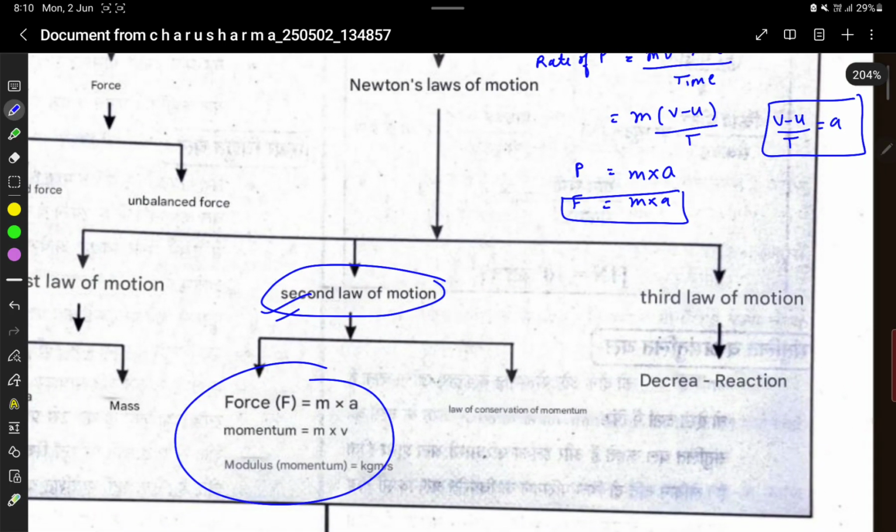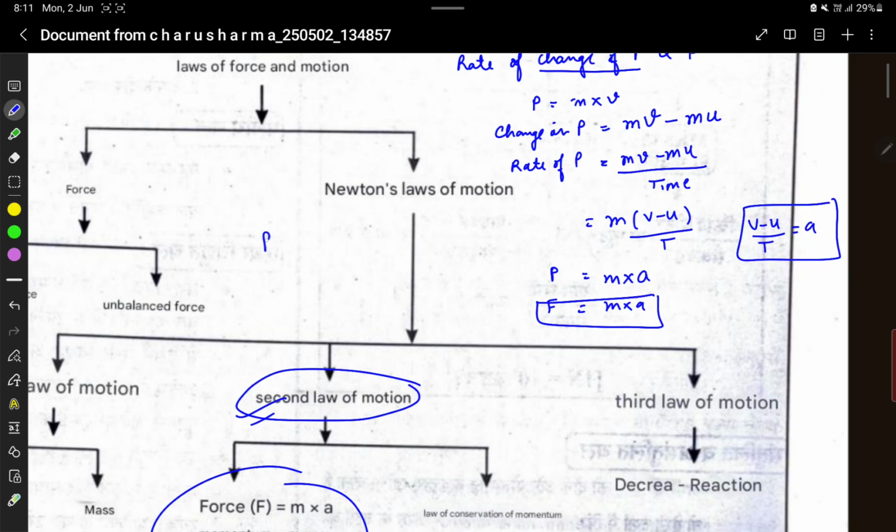So that was all about your second law of motion, and we have cleared this much part. If somebody is asking me about its SI unit, the momentum SI unit is mass into velocity. Mass is what? Kg, and velocity is what? Meter per second. So that is the momentum SI unit.